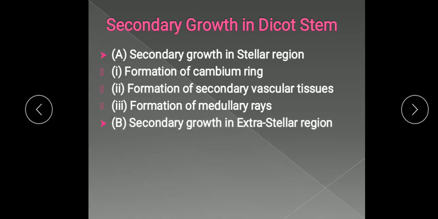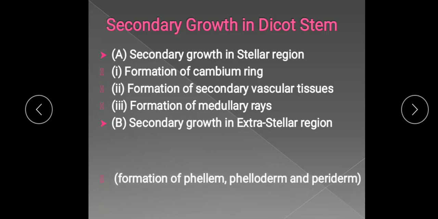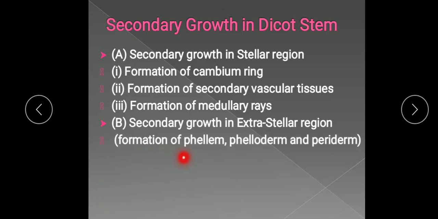These are the three steps involved in the secondary growth in stelar region, and in this way secondary xylem and phloem are formed. Now the secondary growth in extrastelar region: extrastelar means the region after the endodermis, that is the region at the periphery. In this region the formation of phellogen, phellem and phelloderm takes place together. This is known as the periderm. Let me study all these steps in detail with the help of a diagram.